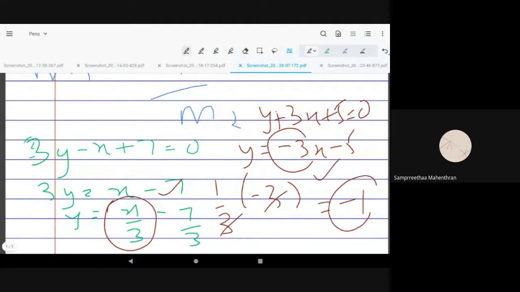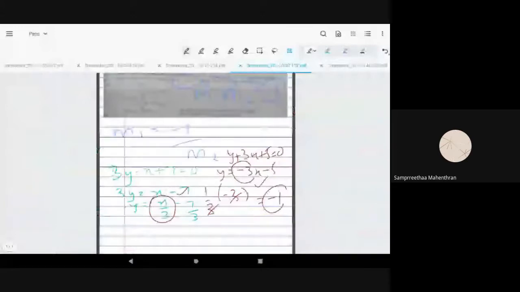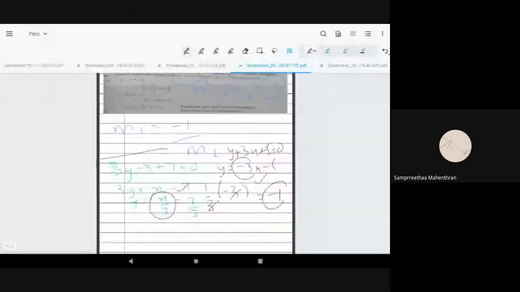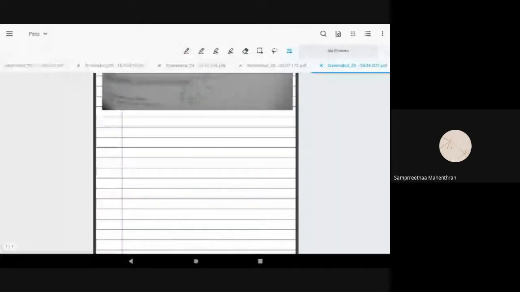Okay, so here is how to check whether they are perpendicular lines or not. We need to check the gradient. So by using the gradients times each other, if we get -1, then they are perpendicular. So next, let's check example 2.